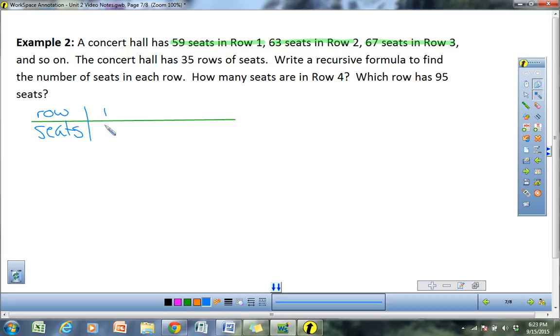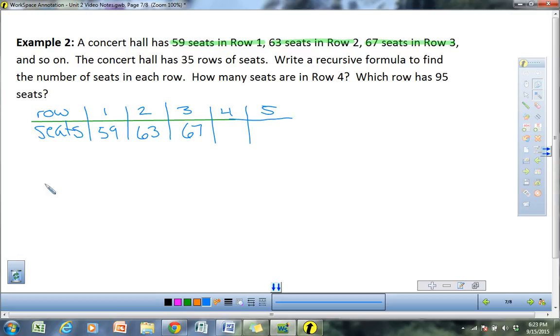Alright, in row 1 I have 59 seats. In row 2 I have 63 seats. In row 3 I have 67 seats. Alright, so you might notice the pattern right now, and you might be able to figure out row 4 and row 5. I'm going to write the formula first, and then we can figure it out.